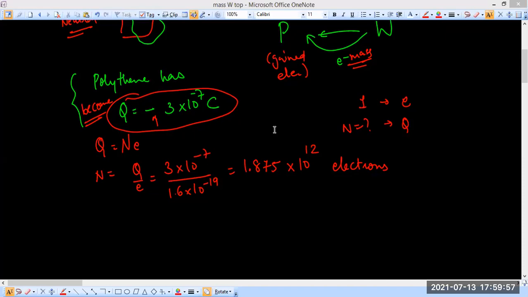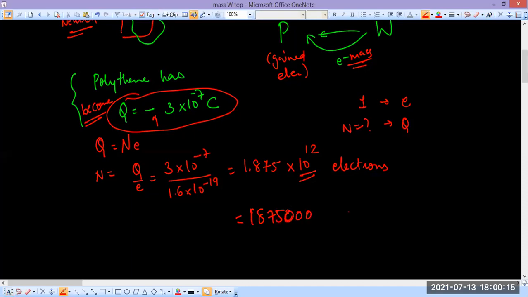What are you saying, Aditya Raj? This is the number of electrons, right? Don't forget 10 raised to 12. I think you are ignoring 10 raised to 12. If I convert it to a proper number, it will be 1.875 followed by so many zeros. So it's not half of an electron. I hope you got that.